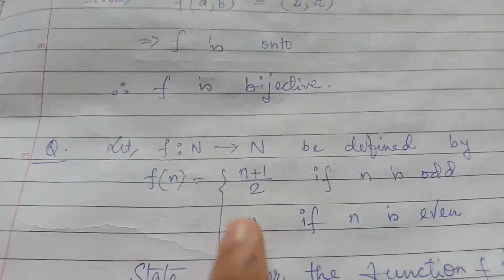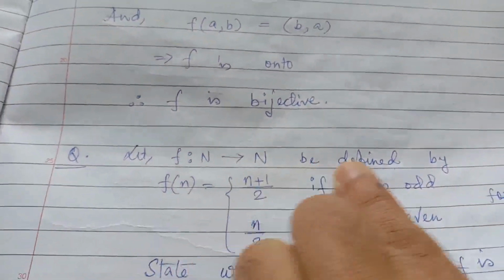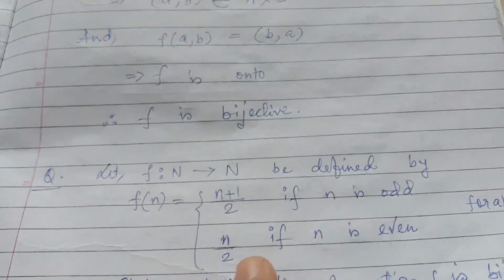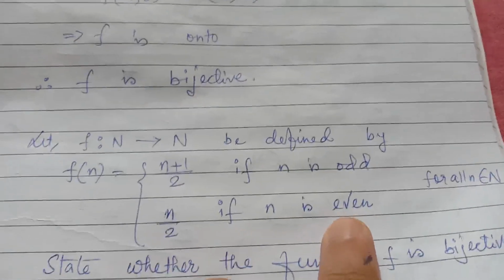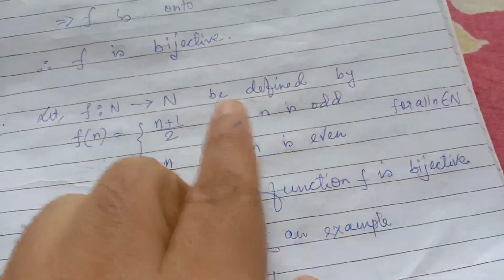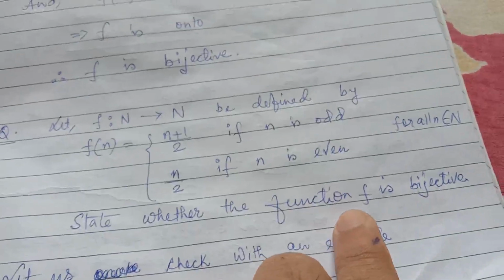Let us take another example. Let f be a function from N to N, defined by f(n) equal to (n plus 1) by 2 if n is odd, and n by 2 if n is even. State whether the function f is bijective.